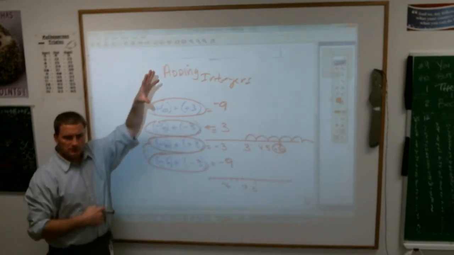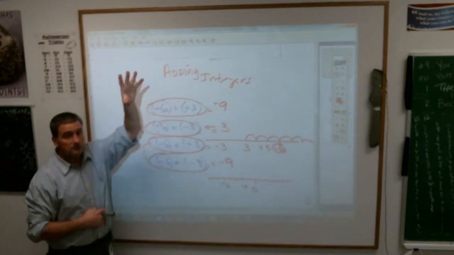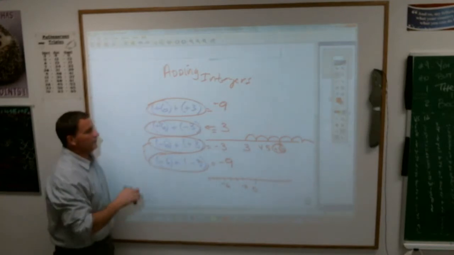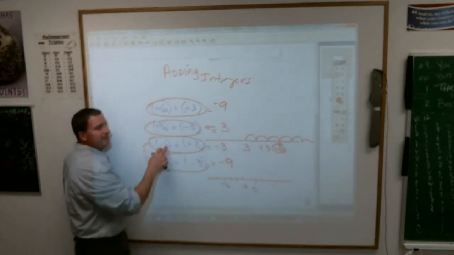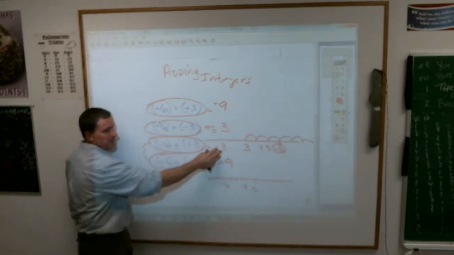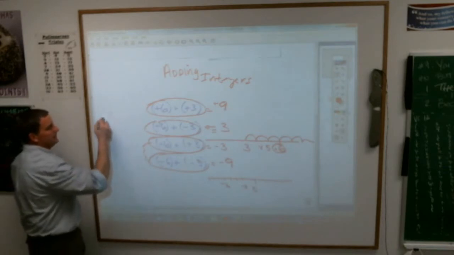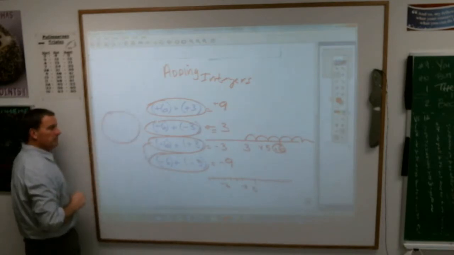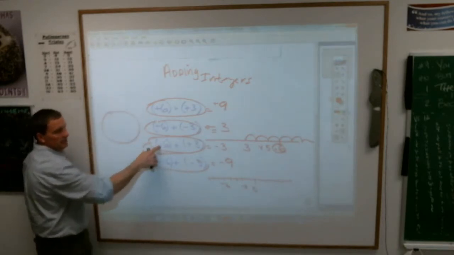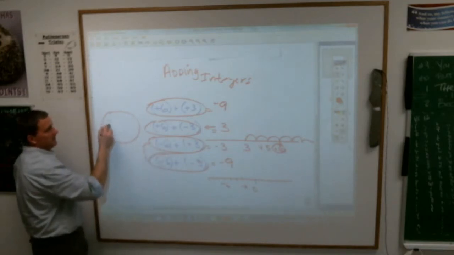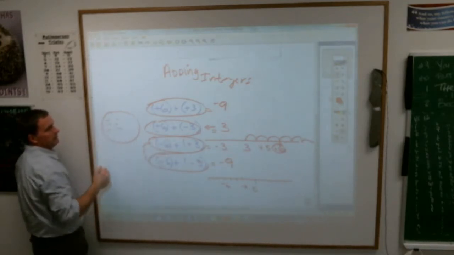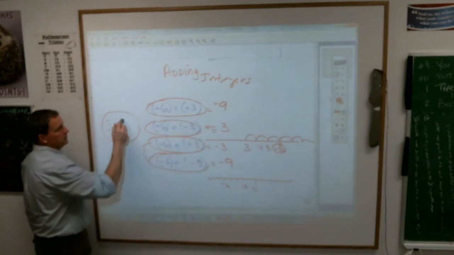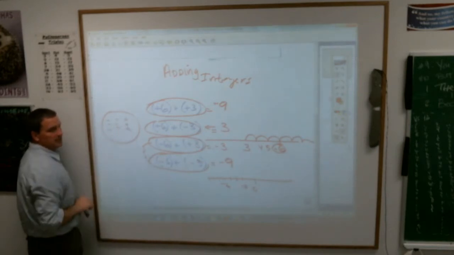Claire! Right. Whatever the sign of the bigger number is. I have more negatives here than positives, so my answer is going to be negative. Another way to think about it is like this, children, in a big little melting pot there. You can think of a negative 6 as like 6 negative signs, and a positive 3 is like 3 positive signs.